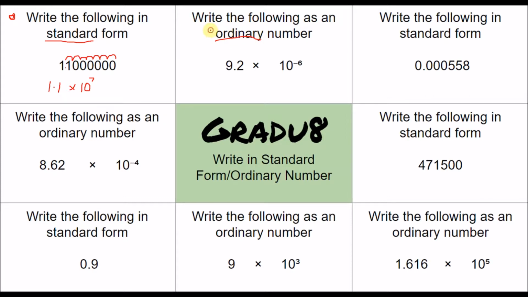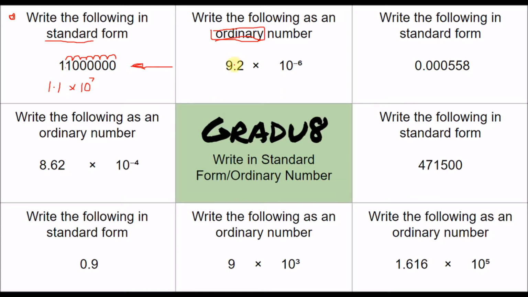So let's look at this next one. This next one's a little bit harder. It wants it written as an ordinary number. This over here is an ordinary number, the thing we started with on this side. So effectively, we've got the answer, and we're going to work backwards. We've got 9.2 times 10 to the negative 6. Well, if a positive number made this get larger, then a negative one is going to make it get smaller.